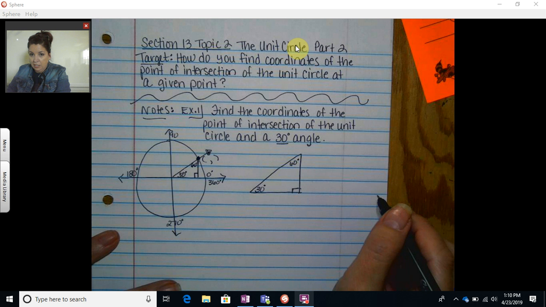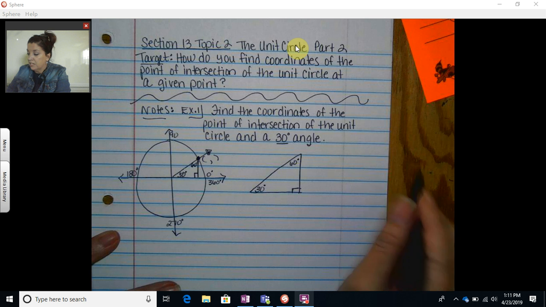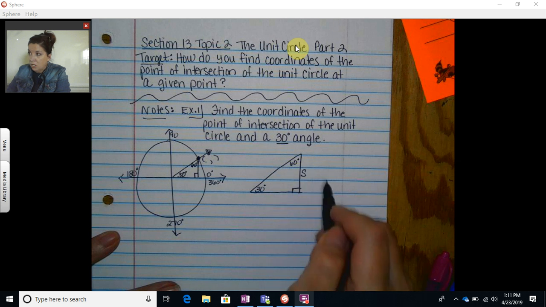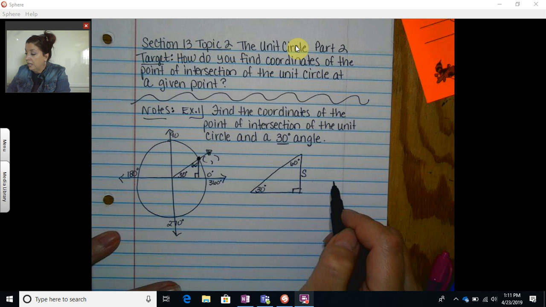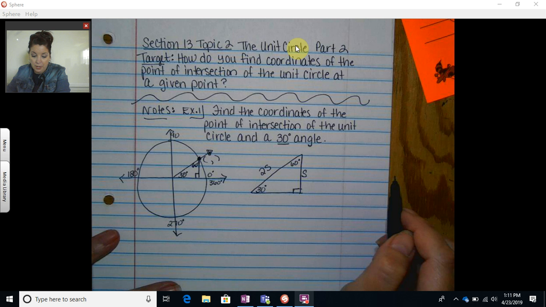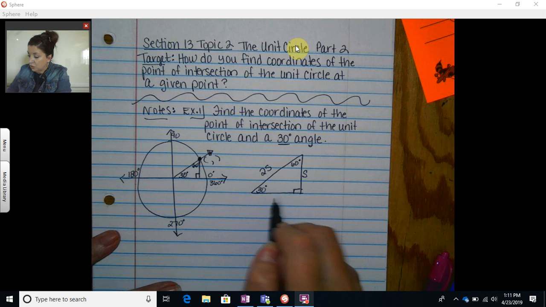You're like, all right, well, now what do we do? Remember we talked about the 30, 60, 90 triangle. And the shortest side, if we called that side S, so your shortest side is always directly across from the smallest angle. We know that the hypotenuse is twice as long as the shortest side. So the hypotenuse is 2S. And then that middle leg is the length of the short side times the square root of 3.